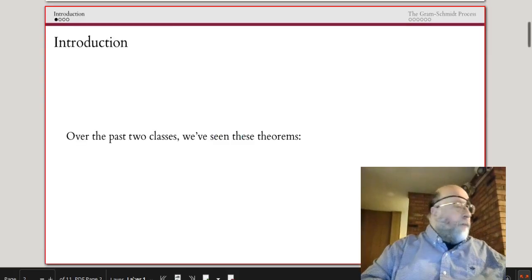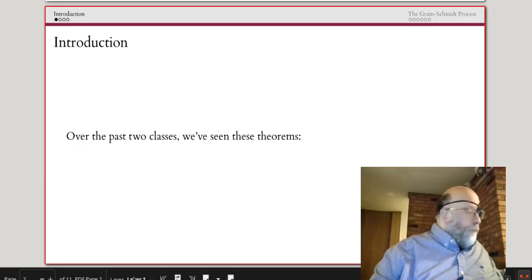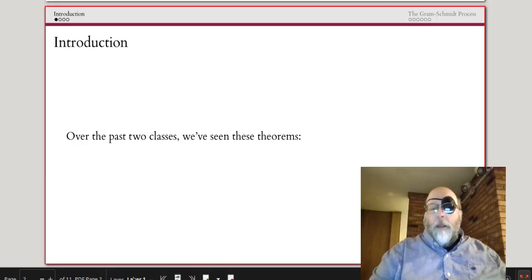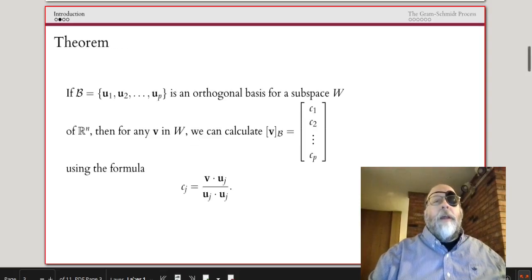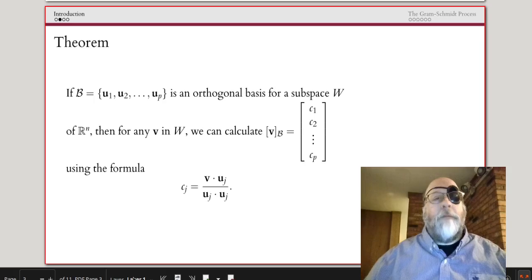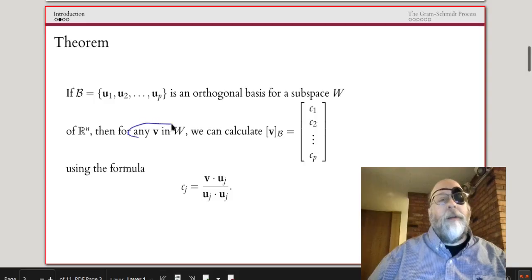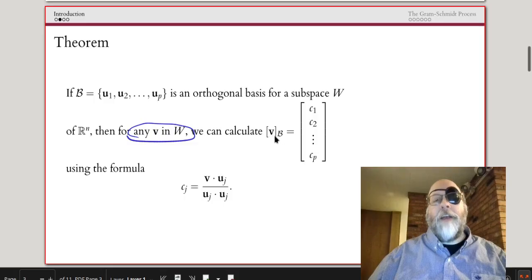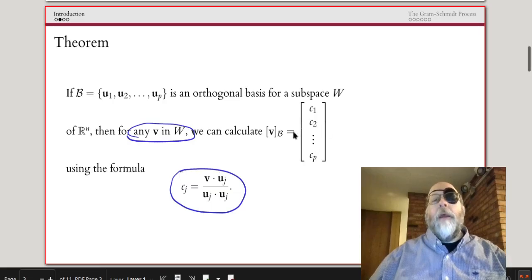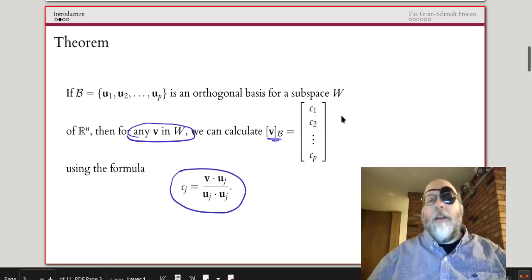So over the past couple of classes, we've seen these two theorems here. One of them says that if we have an orthogonal basis for a subspace, then for any vector in the subspace, we can calculate the alternate coordinates of the vector with reference to the orthogonal basis, just by using this dot product formula. Now, the standard way that we could calculate alternate coordinates is to row reduce.